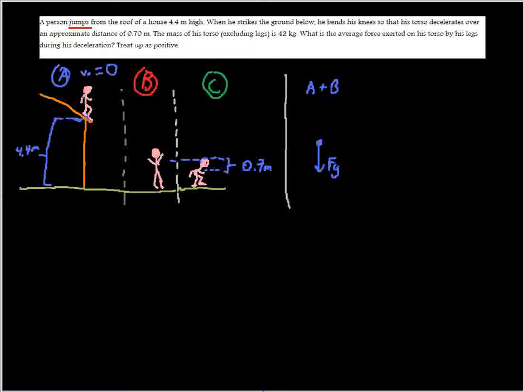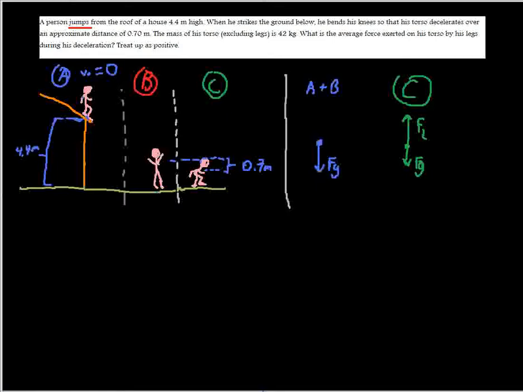For stage C, remember we're focusing on the torso. So we have a force of gravity downwards, and we have a large force from the legs upwards. I know that it's going to be a large force because we have to stop the person, and while we're trying to stop the person, we still have to counterbalance gravity. So it has to be at least as big as gravity, and then more, because we're trying to stop the person.